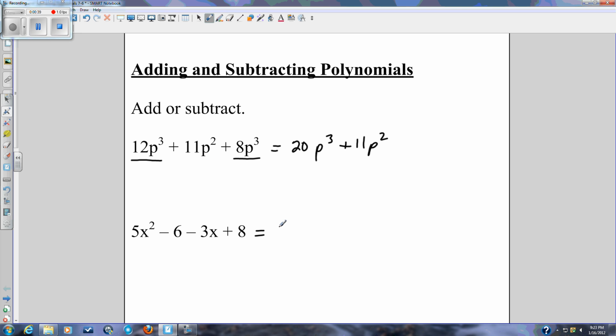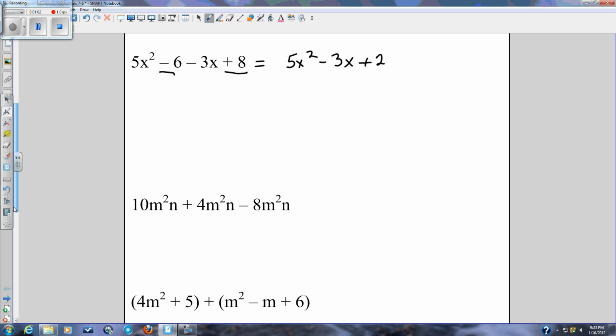Next, we have 5x squared minus 6 minus 3x plus 8. The only like terms here are negative 6 and positive 8. So let's combine those. And we have positive 2. We'd like to write all of our answers in standard form if we can, so we're going to write 5x squared and then minus 3x plus 2. So we've just combined the like terms.